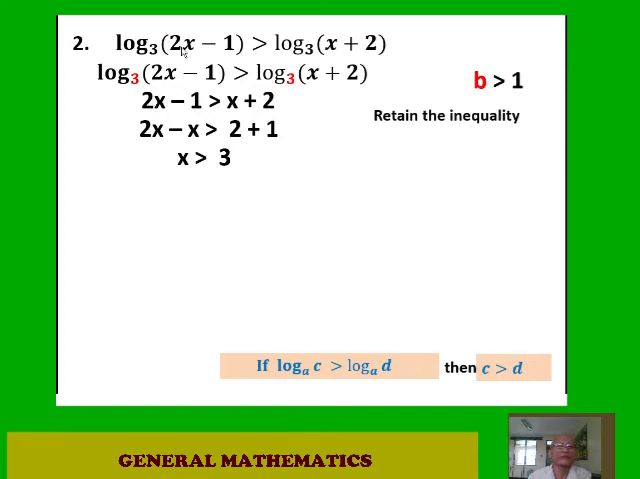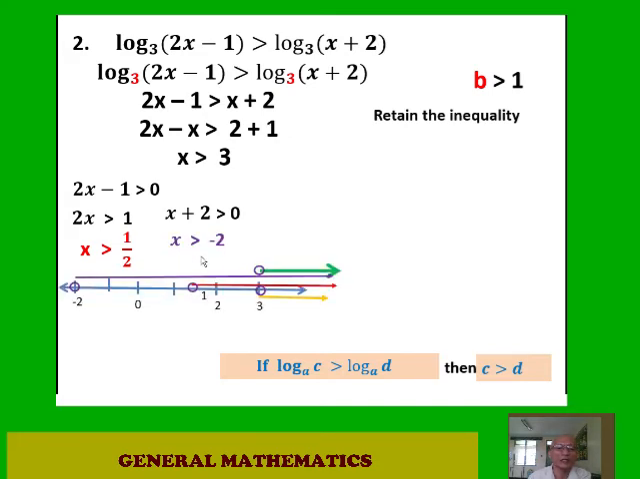At the same time, these quantities 2x minus 1 and x plus 2 must be greater than 0, because we can take the logarithm only of positive numbers. So 2x minus 1 is greater than 0. Solving for x, x is greater than 1 half. Another, x plus 2 greater than 0, x is greater than negative 2. So we have three inequalities that we have to plot on the number line. x greater than 3, so the arrow points to the right.